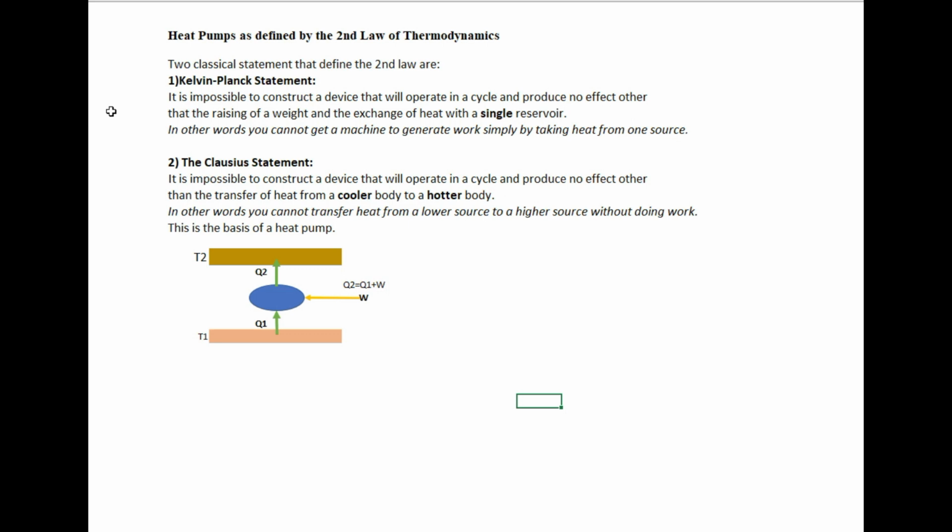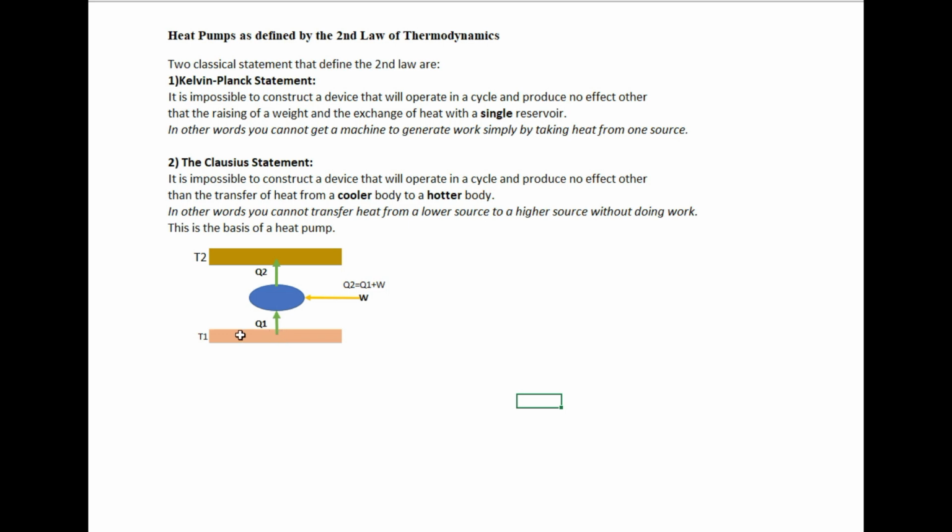The second statement is the one more relevant to heat pumps, and it is the Clausius statement. Again it states it is impossible to construct a device that will operate in a cycle and produce no effect other than the transfer of heat from a cooler body to a hotter body. So in other words, you can't get heat to flow up a hill, so you have to do work on it.